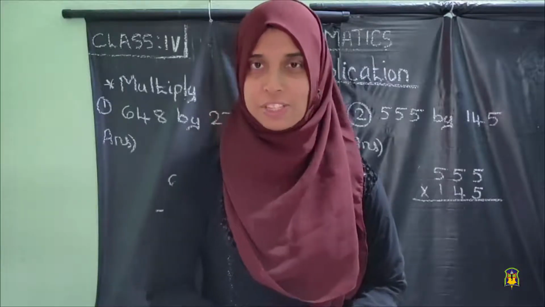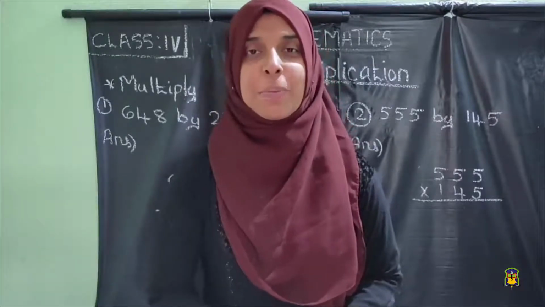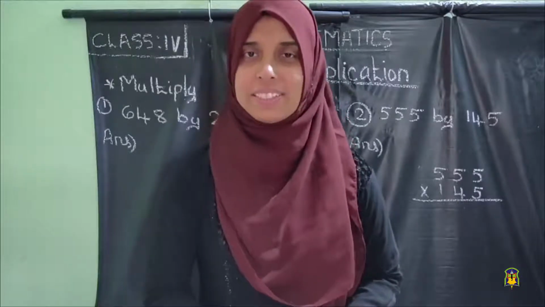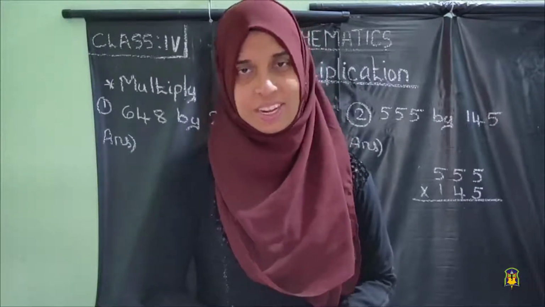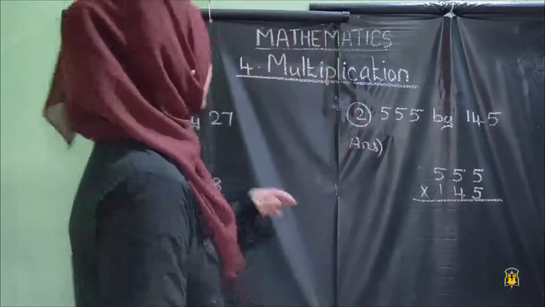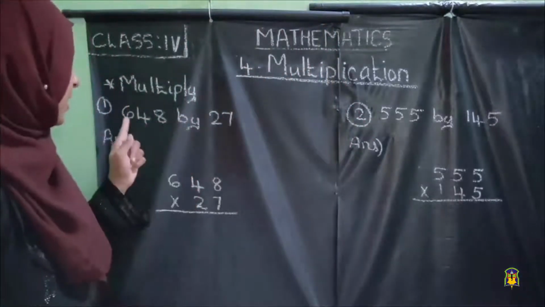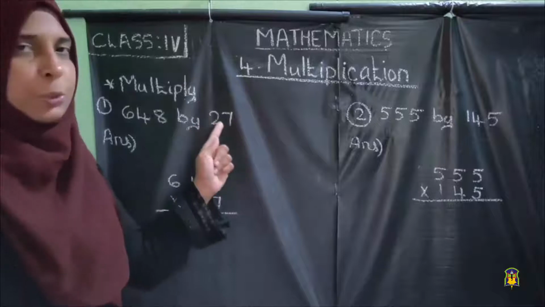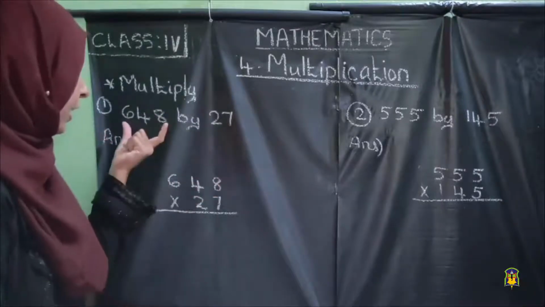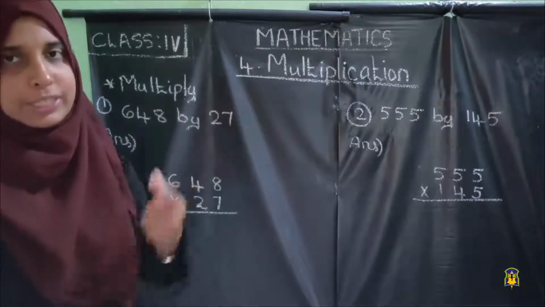Today we are going to study multiplication by 2-digit number and 3-digit number. So let's start our class. Okay, so first question is 648 by 27. It's a 3-digit number by 2-digit number.